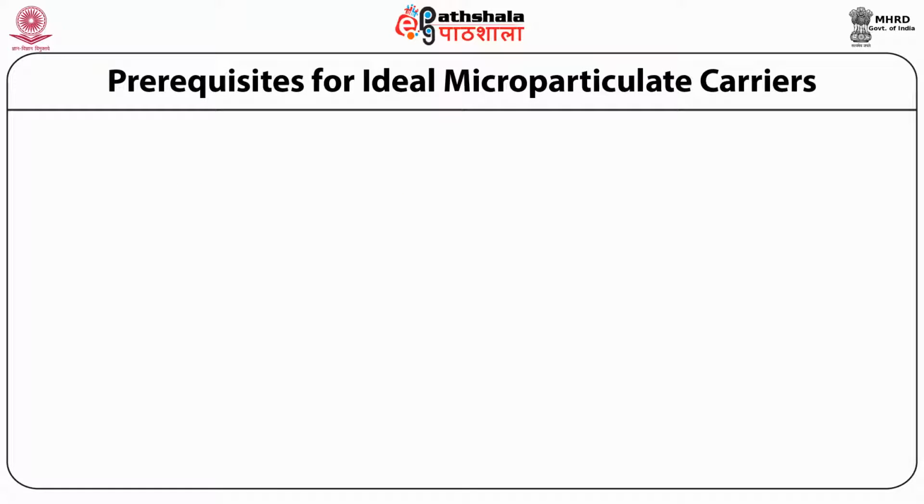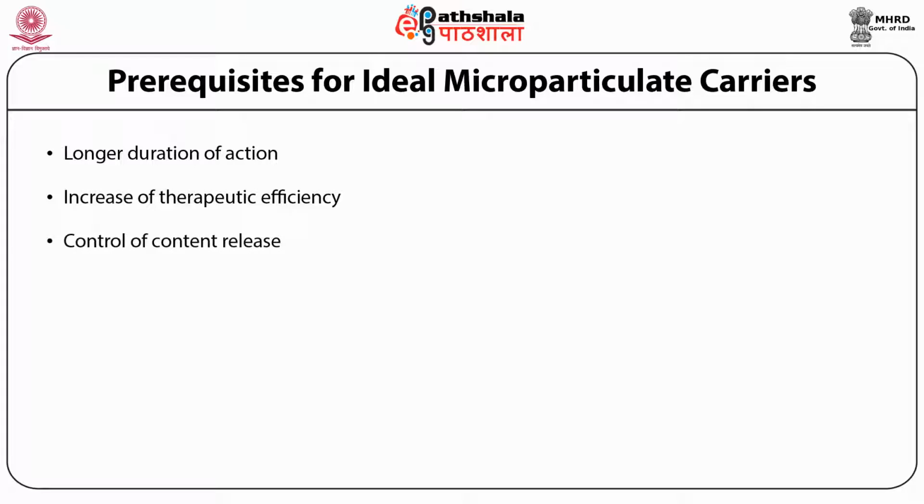Now the ideal qualities of a material which can be used as a microparticulate carrier. First quality is it should be able to provide a longer duration of action to the drug which is being encapsulated. It means it should control the release of the drug through its barrier. Then by controlling the release, we should be able to increase the therapeutic efficiency of the drug. Then the control over the content release should also be easier. You can easily control the release according to the requirement of the drug, according to the requirement of the disease, and according to the requirement of the patient.